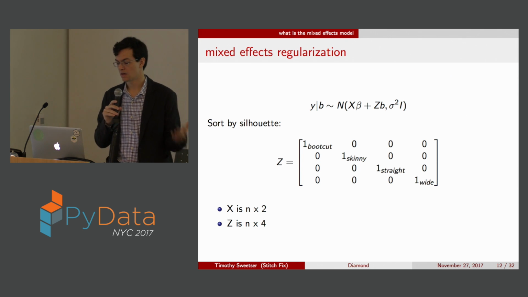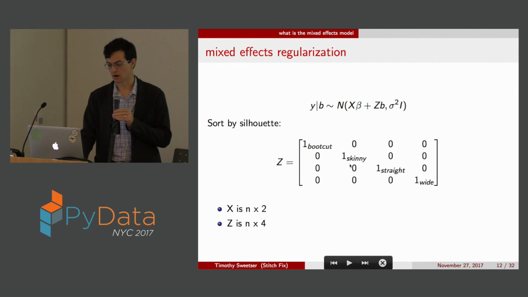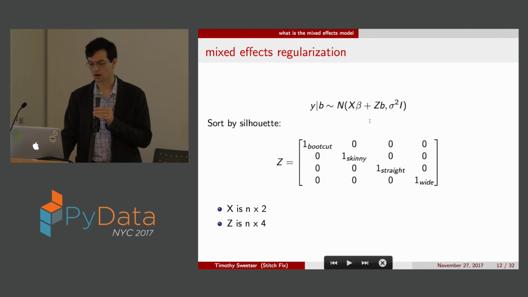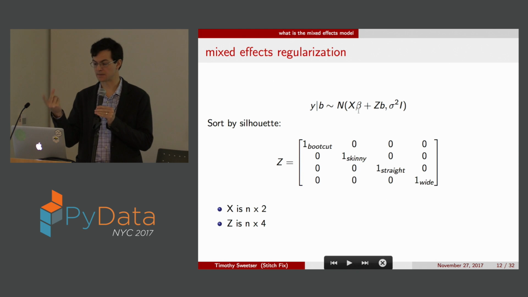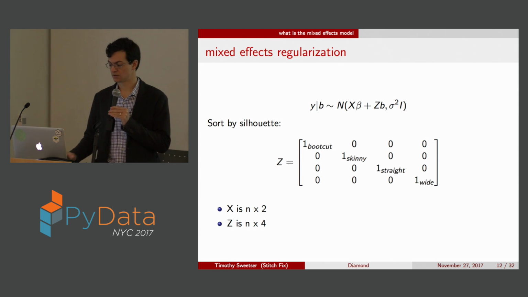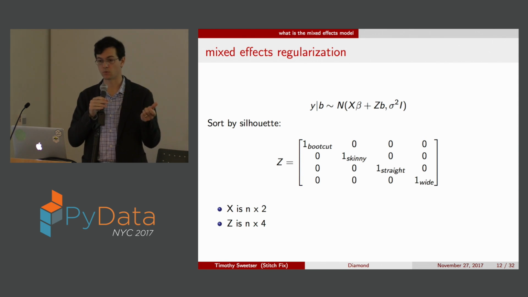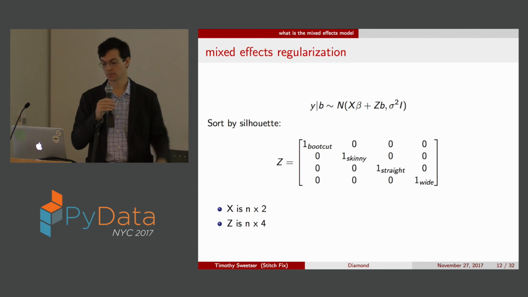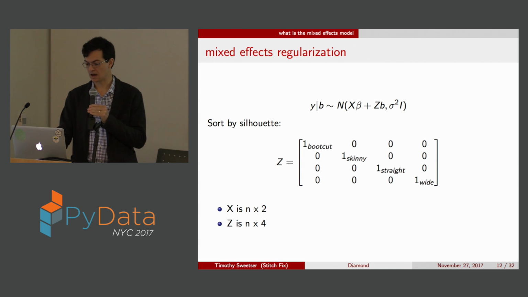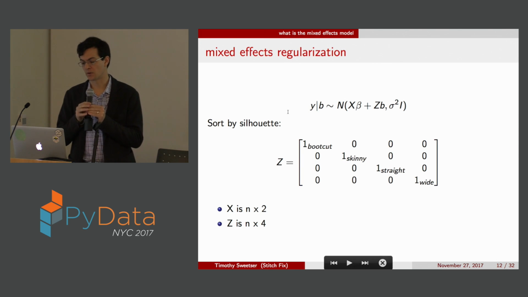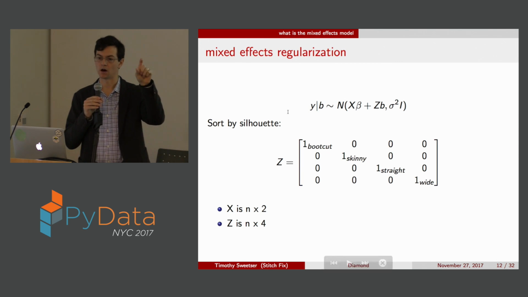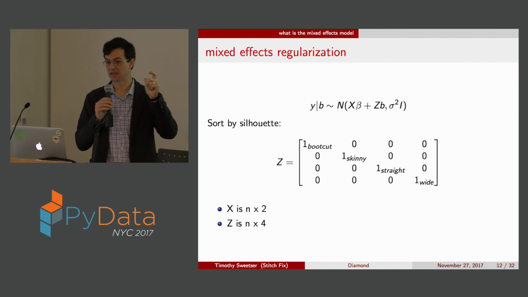I said before that our model in mixed effects has two design matrices with different coefficients. So our X matrix, as before, is just a column of ones for the intercept and height. And our Z matrix, because we're only interested in fitting an intercept for each silhouette, is going to be just all ones and zeros, but strategically placed.